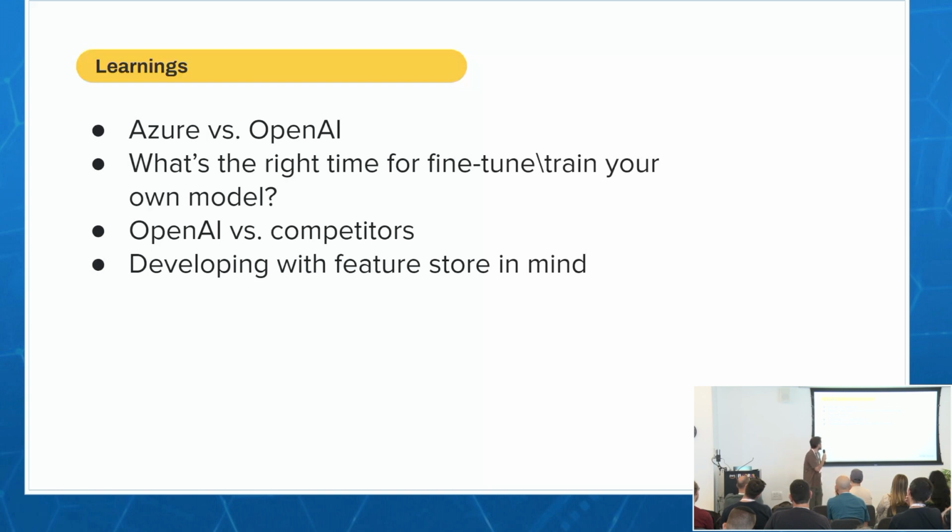Second point that I want to discuss: what's the right time to fine-tune or train your own model? Today we don't have GPT-4 in production. Today we fine-tuned our model with GPT-3.5, using training data generated with GPT-4. We give actual context, ask GPT-4 to generate a response, create thousands of those, and send them to fine-tune in Azure OpenAI.